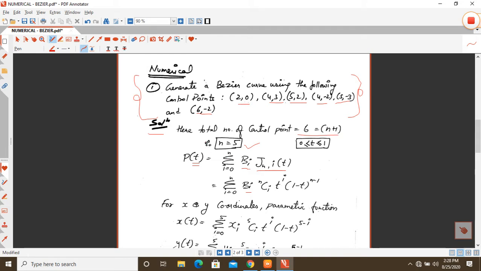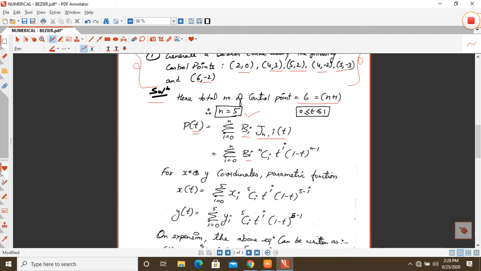So we will be solving for x(t) and y(t). First let's start with x(t). For the x and y coordinates, the parametric functions of the Bezier curve are: x(t) is summation i equals 0 to 5, since n is 5, of x_i 5Ci t^i (1 minus t)^(5 minus i).